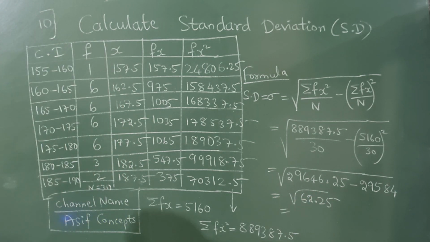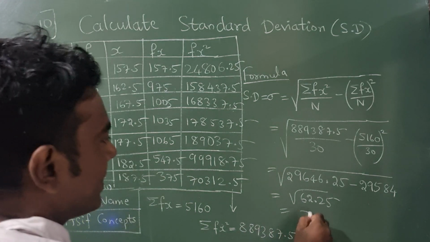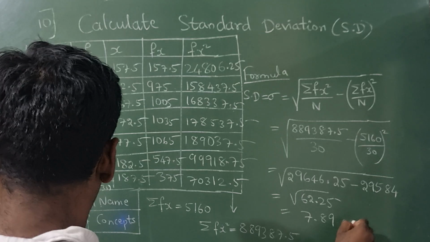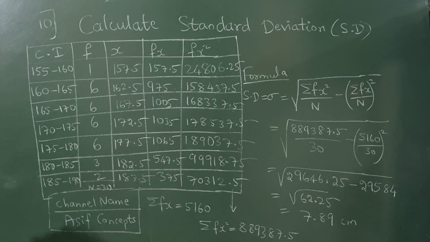62.25. Take a square root of this. You will get 7.89 in terms of centimeter, because these are the height of the students. So the final answer is 7.89 centimeter. I hope you understood this sum.